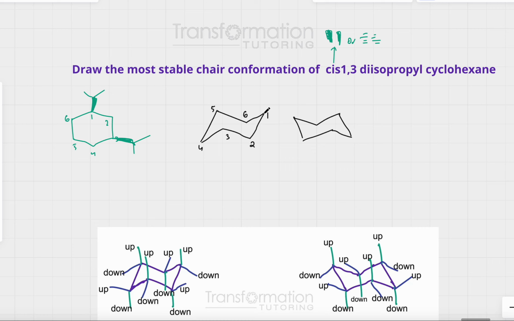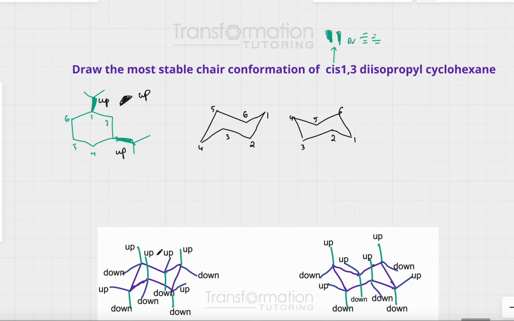When the chair flips, carbon number 1 is no longer there. It changes one carbon over. 1, 2, 3, 4, 5, and 6. If I have a wedge, that means I need to put my groups up. And if you have a dash, it's going to be down. Both are wedges, so I will put isopropyl on carbon 1 up and isopropyl on carbon 3 up.